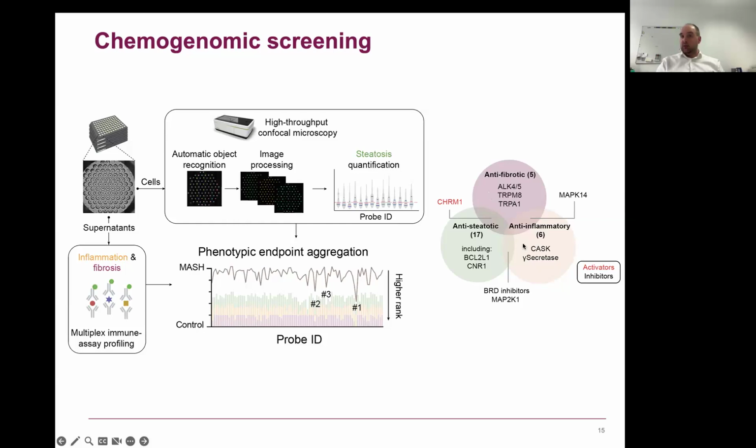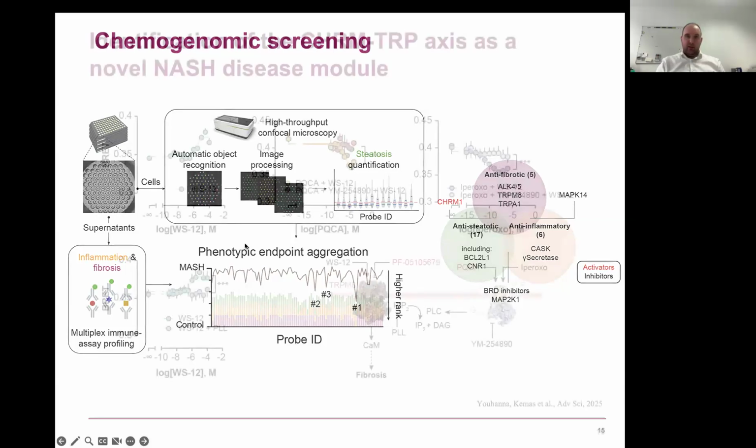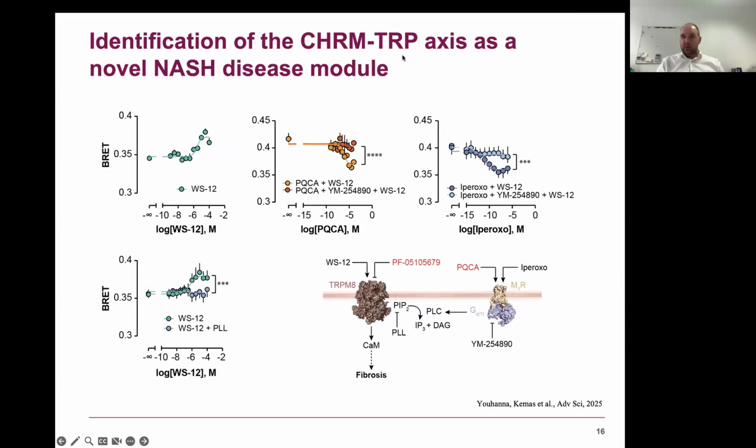But then there were also many new compounds or new targets that were identified, which we then further zoomed into a subset of, and essentially each one of them can form the starting point for new drug development campaigns. And we were specifically excited about this muscarinic receptor TRPM8 axis. Very briefly, I don't have to go into too much detail here for the sake of time, but using a series of different BRET assays, we identified that two of those hit molecules, specifically PQCA and this PF compound here, were directly connected along a very simple molecular module.